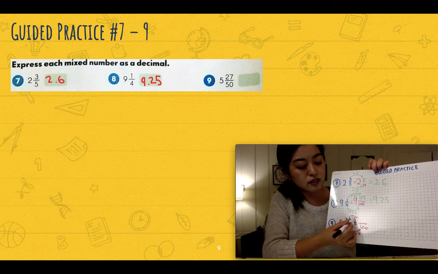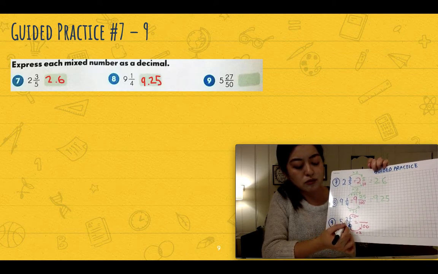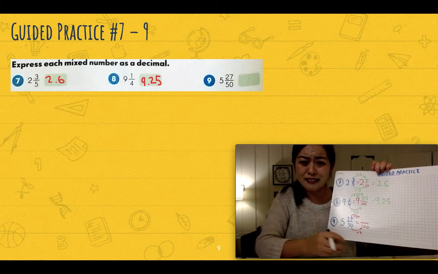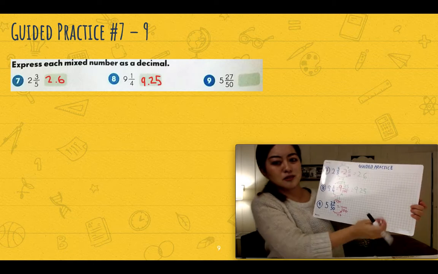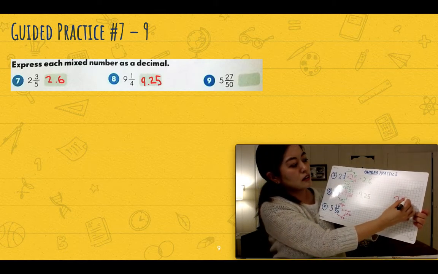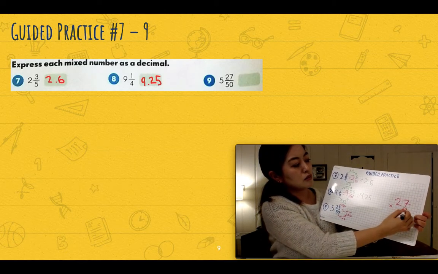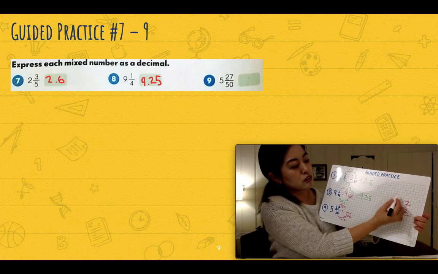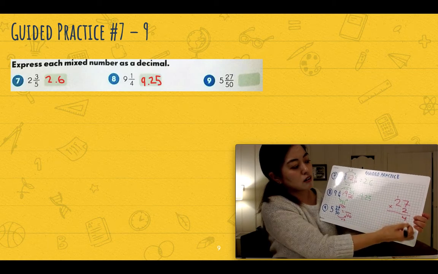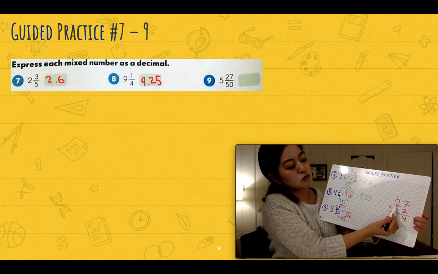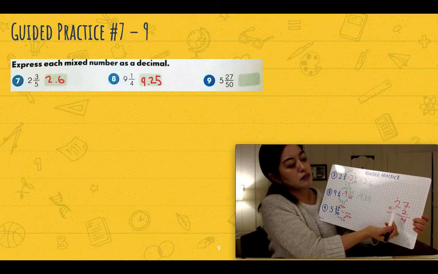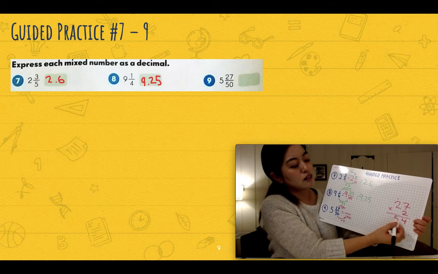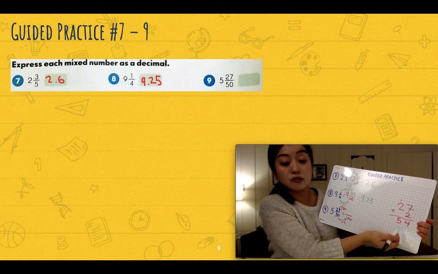So 27 times 2. Ooh, I don't know this off the top of my head. So I'm going to do some work on the side here. Okay, 27 times 2. I'm going to do 7 times 2, which is 14. 2 times 2 plus 1. 2 times 2 is 4, plus 1 is 5. So 27 times 2 is 54.